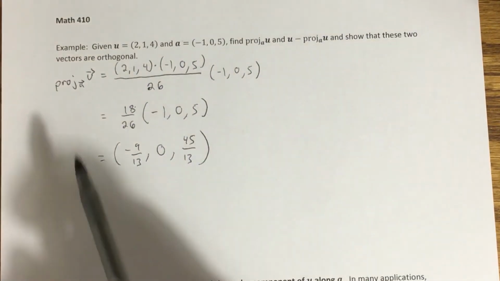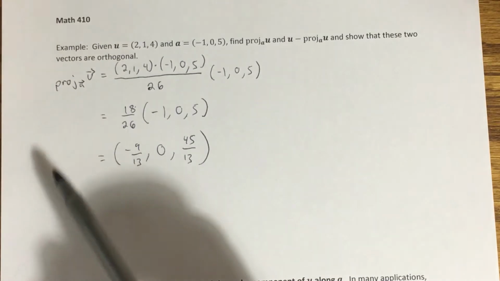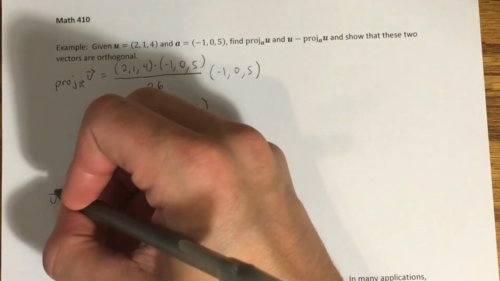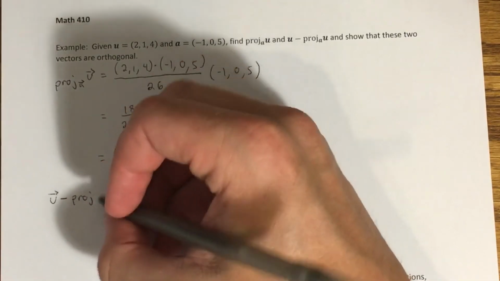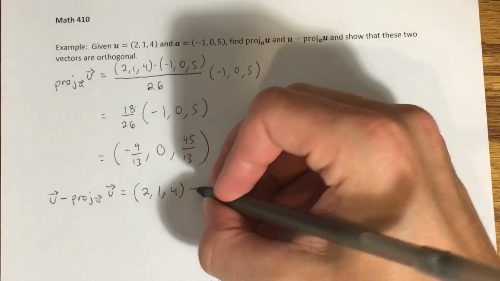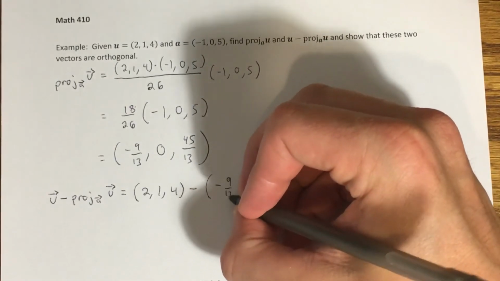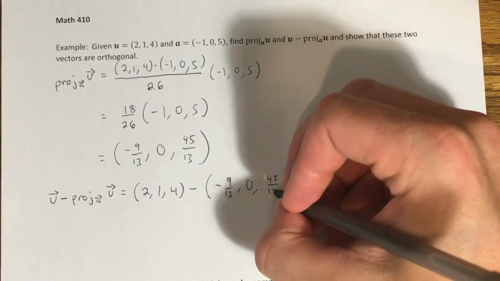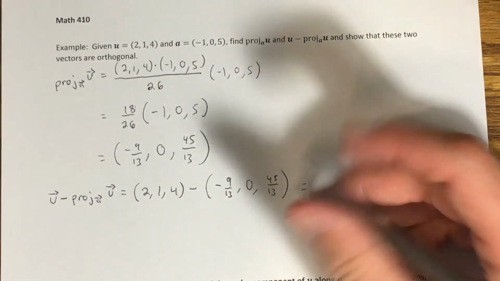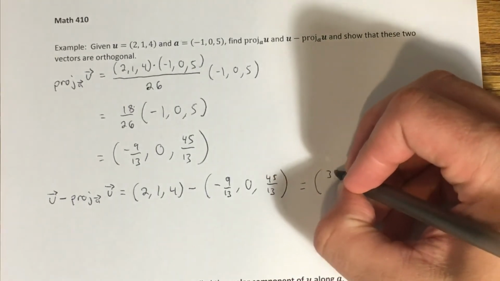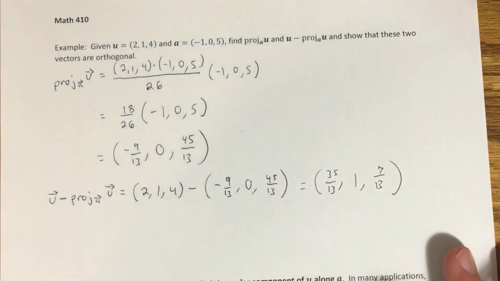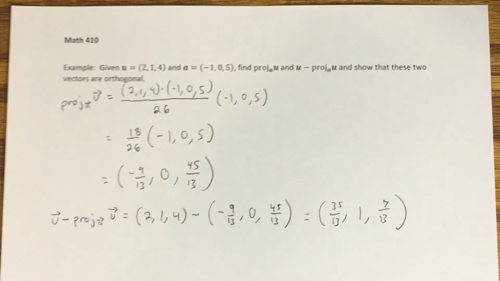We have our projection of U along A. Now we need the projection of U orthogonal to A, the vector component of U orthogonal to A. So that's this guy, U minus the projection or the component that we just found. Well, U is (2, 1, 4) minus the vector we just found, (-9/13, 0, 45/13). Okay, so doing the subtraction here, you're going to get the vector (35/13, 1, 7/13). And that gets us both of those vector components that we were looking for.